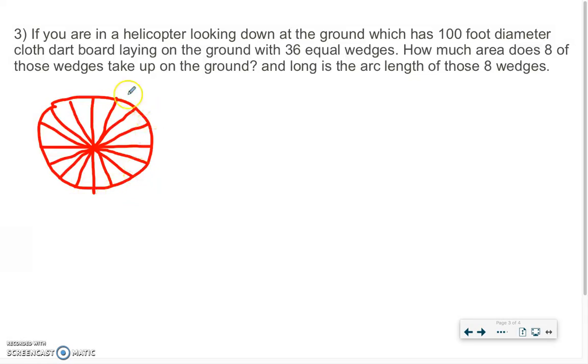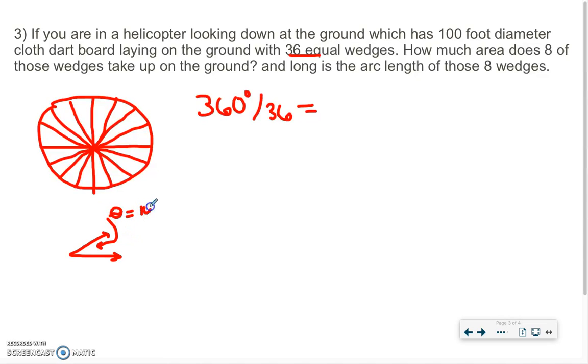We're looking at 360 degrees as 1 revolution, divided into 36 equal pieces. This one right now is divided into 16 equal pieces, but if I continue to break that up, I get 36 equal wedges. If a full circle is 360 degrees, I want to know the degree value if we have 36 equal pieces. That means the angle created from the center, between your terminal side and your initial side, is going to be 10 degrees.